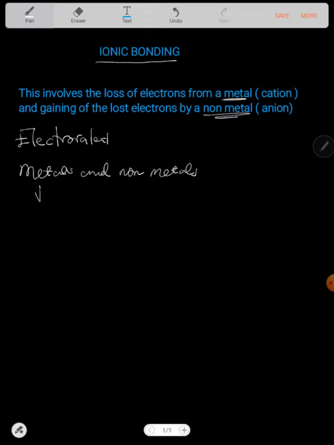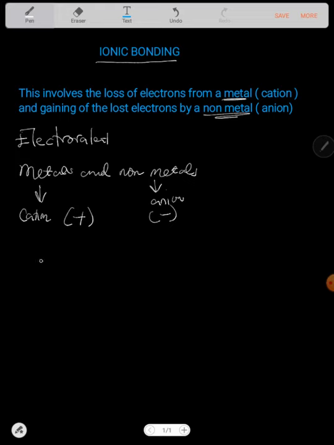A metal, in this case, we call it a cation. A cation is a positively charged ion. A non-metal is an anion. This is a negatively charged ion.